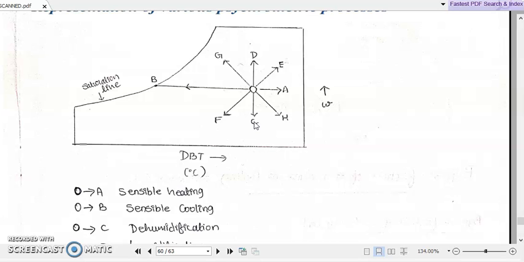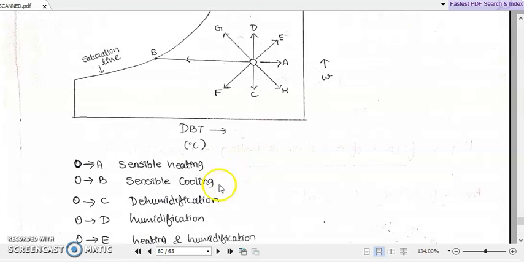Then we can have another line like this, O to C. What does this line O to C represent? O to C represents a decrease in the amount of water vapor content, that is, dehumidification, or the humidity getting reduced. If you observe this line O to C, there is no increase or decrease in the dry bulb temperature, so there is no heating or cooling. It is simply dehumidification alone.